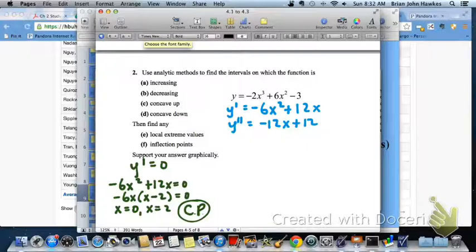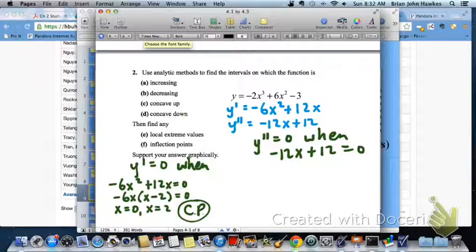And then we're going to take our second derivative and set it equal to 0. Y double prime is equal to 0 when negative 12x plus 12 is equal to 0. Hopefully we can see, factor out a negative 12, and we get x minus 1 equals 0. Either way, we get x equals 1. That's our only critical point for y double prime.